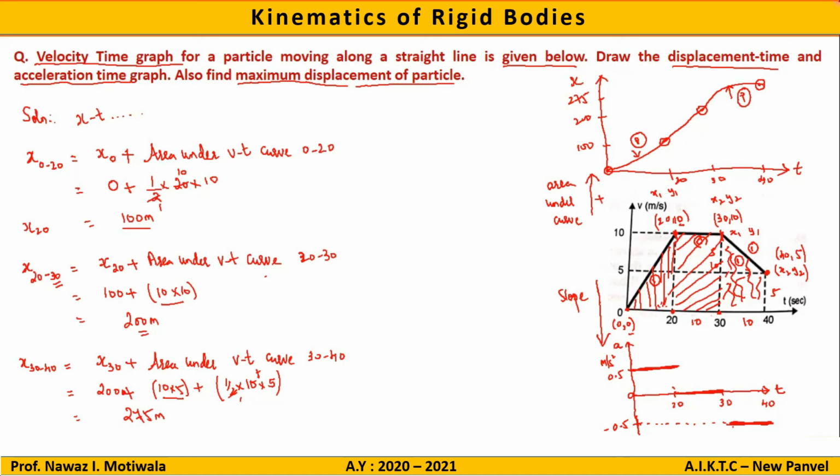So this completes the XT and VT curve for the particle. The second thing asked was also to find the maximum displacement of the particle. So here we have the maximum displacement of the particle as 275 meters. So with this we have completed the given problem. So hope you have understood. We will continue solving some more problems in the next class.